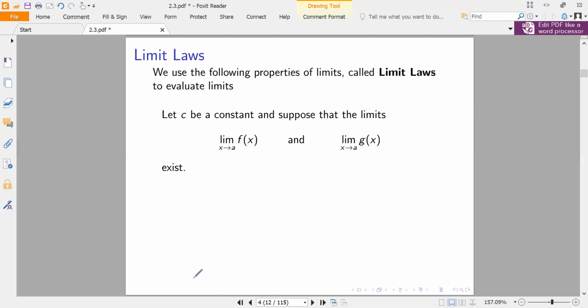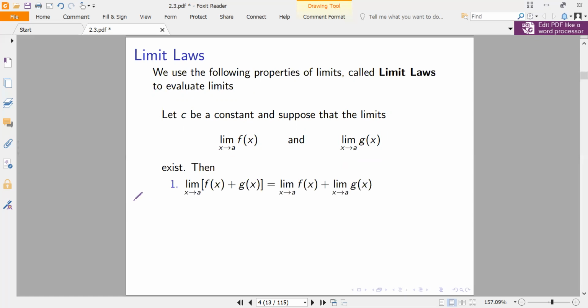So before we get into the laws, let C be a constant, meaning it's some real number, such that the limit of f of x as x approaches a exists. Remember that means it approaches the same value as x approaches a from the left and from the right. And again, the limit of g of x as x approaches a also exists. It means that g of x is approaching a certain value when x is approaching a, and it's approaching the same value from the left and from the right.